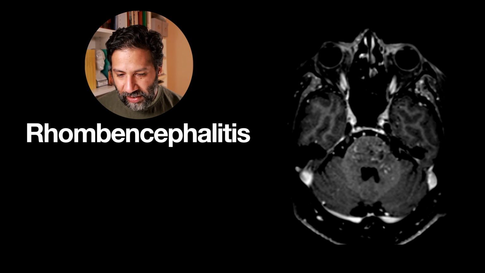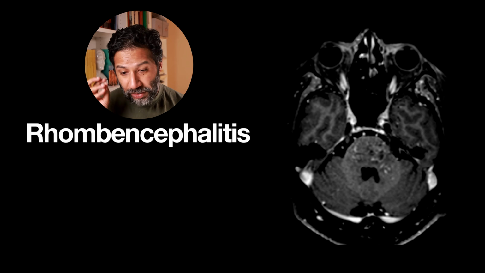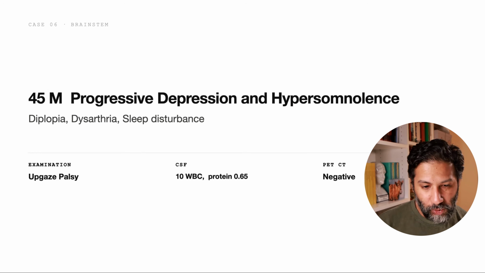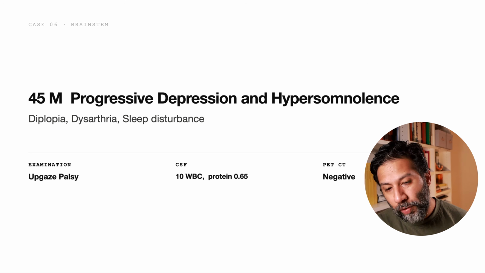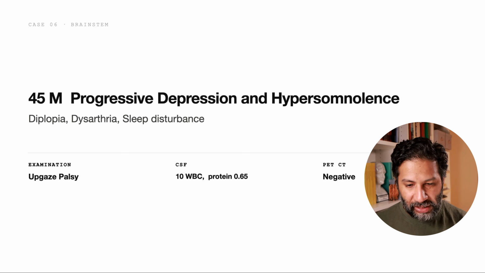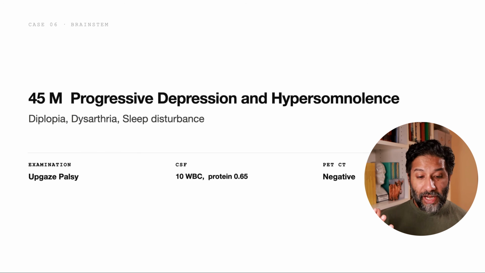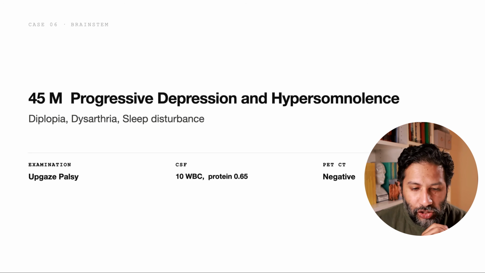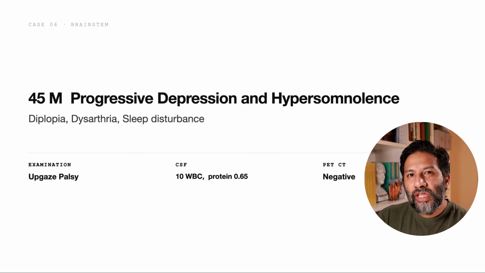And so here you can see this picture of a patient of mine that's got these little maybe microabscesses, contrast enhancement pattern as well. But here we have a 45-year-old man, progressive depression, hypersomnolence, diplopia, dysarthria, sleep disturbance, huge amount of weight gain as well. On examination, he's got this upgaze palsy, he's got elevated white cells on his CSF, and his PET scan is negative. So when you just look at this, what are you thinking about?